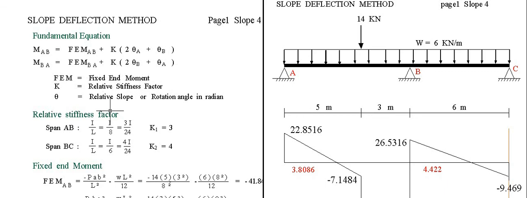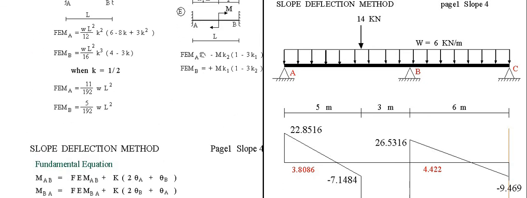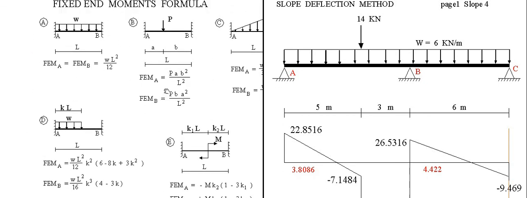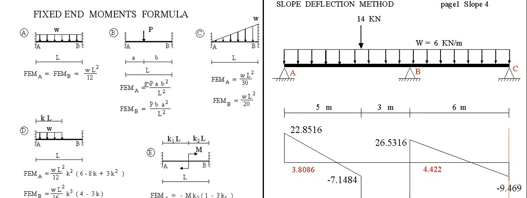Definition of that fixed end moment are that. Okay, first we have to determine the fixed end moment, or the moment when both sides of the beam are fixed. So we have the formula for fully loaded uniform load. The fixed end moment is WL square over 12.